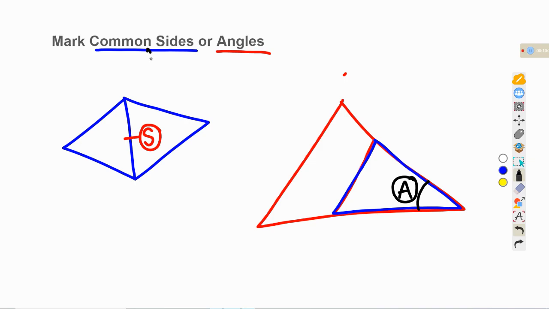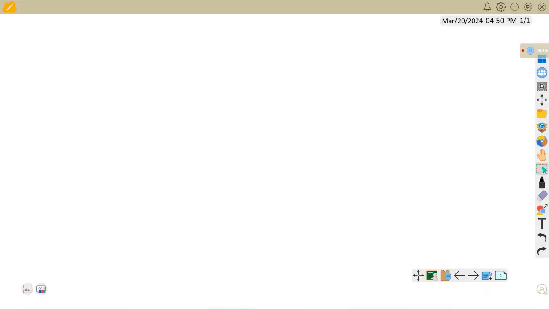So this thing right here is called a common side, whereas this one is called a common angle, okay? This angle is in both triangles, so it's a common angle. You want to mark those very quickly, all right? We'll be practicing those in the video, all right?